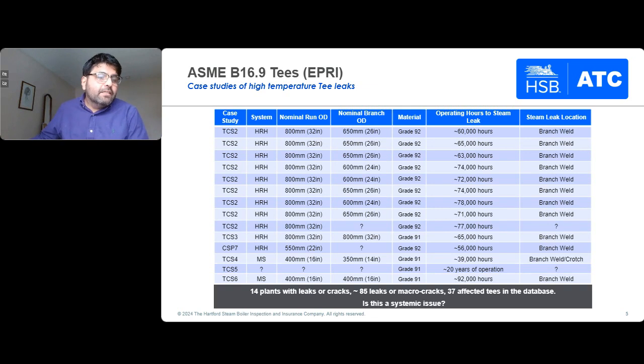They made a presentation at the ASME Code Week last year in November, and these are the numbers in terms of what is known to EPRI in terms of the plants, affected Ts, and the number of cracks. And since that time, at least I've been made aware of two to three failures through ATC.